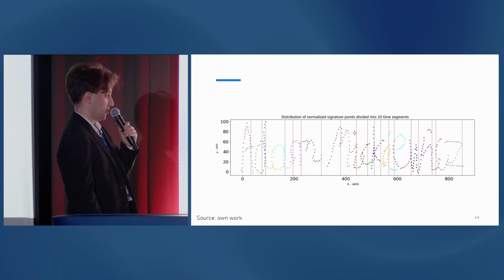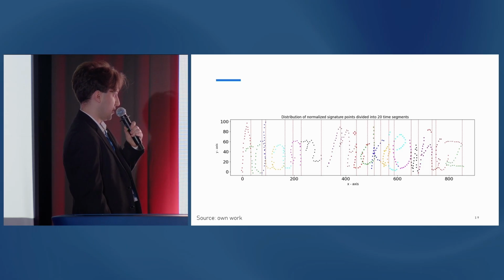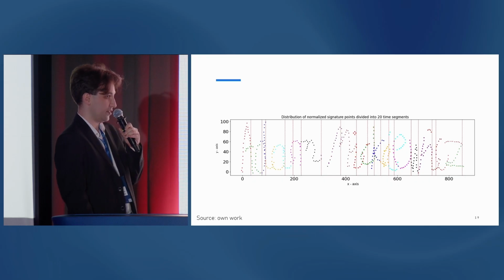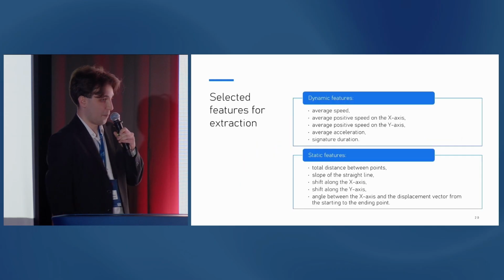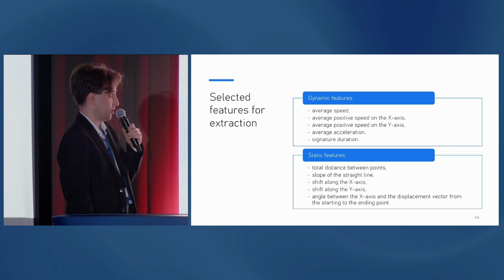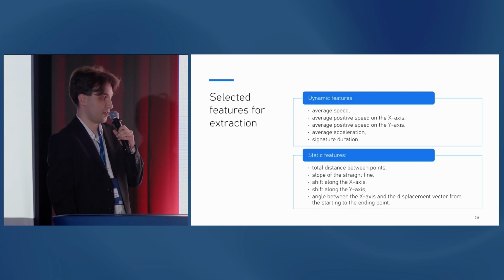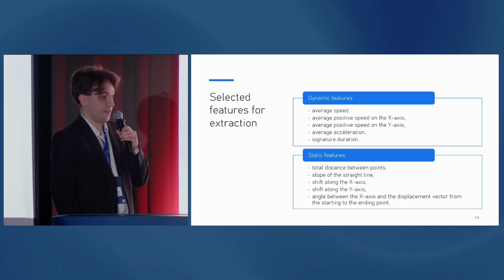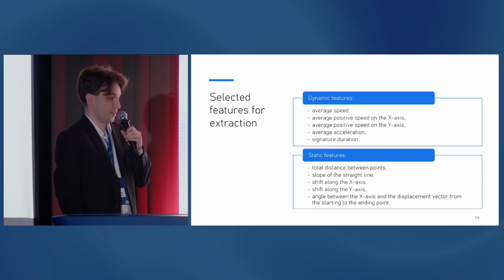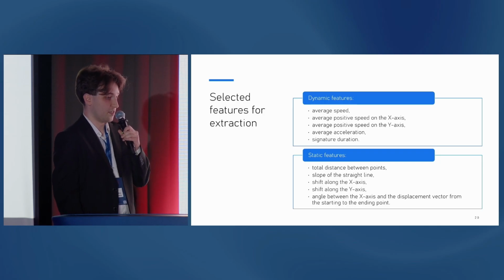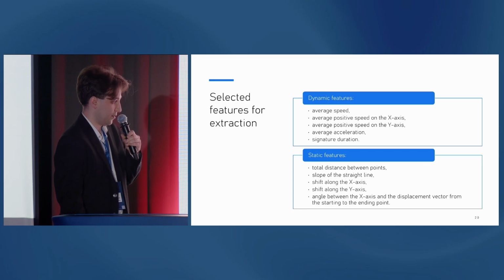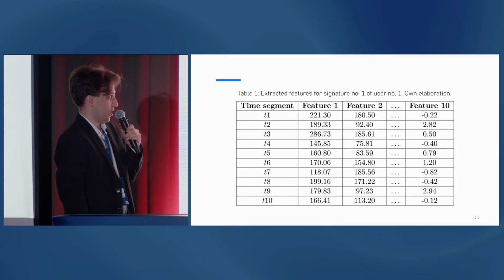And each segment, as you can see here, to the left can have the beginning in red. This is the beginning of the drawing A. So each segment would have particular features being assessed. And in here we have selected 5 dynamic and 5 static features. To give you some examples, that can be average speed, the time of signing, and then static features can be total distance between points or angles between the X and Y axis.